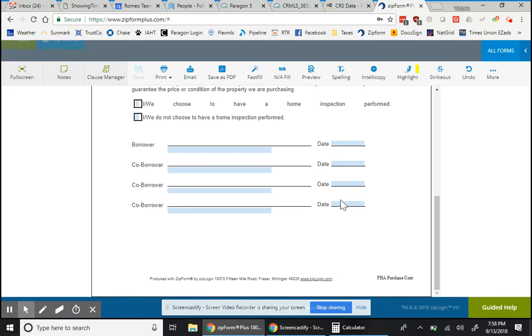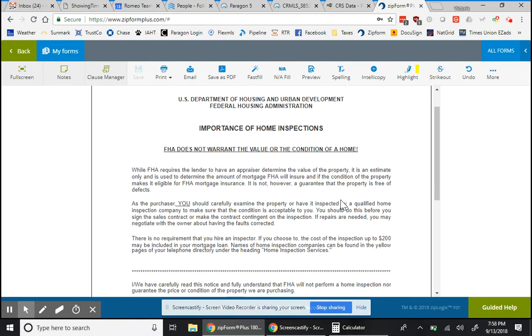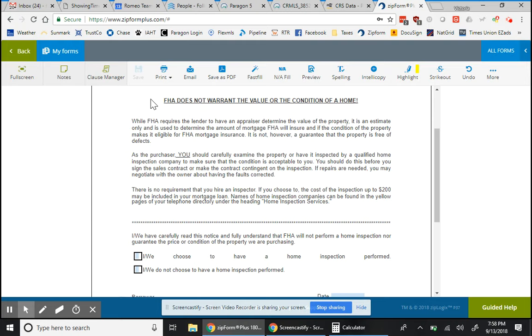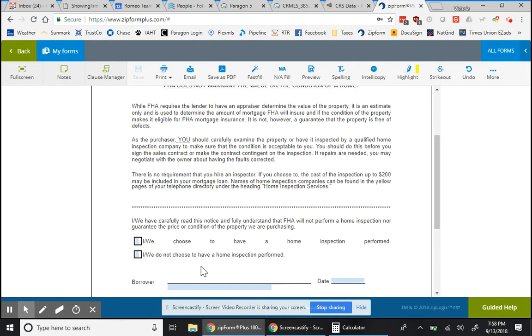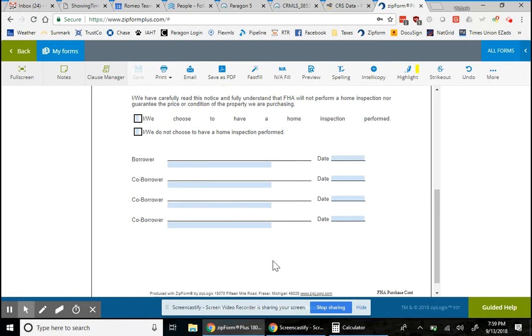The other one that we often do with an FHA loan is the importance of home inspections. And this one pretty much says it all in plain English. FHA does not warrant the value or the condition of a home. This is FHA's disclosure to the buyer that they are responsible for doing their own home inspection, and that an FHA appraisal does not constitute a home inspection. So this is the buyer disclosing that they choose to have a home inspection performed. If they do not, they should be checking this box, but you should be very wary.